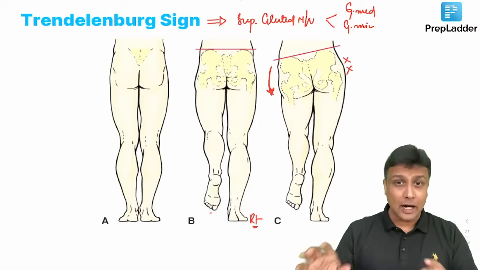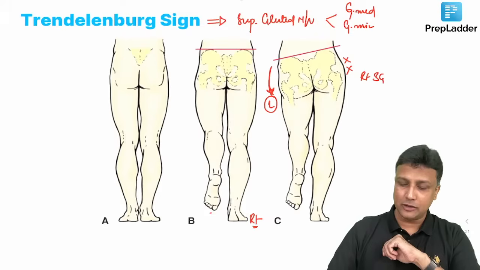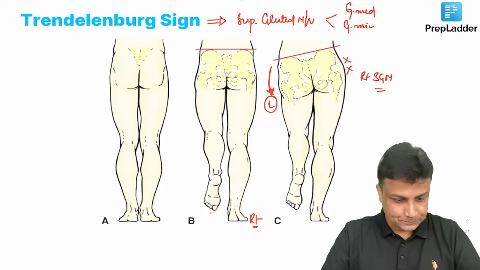So according to this diagram, I'm telling you, if the hip is dropping on the left side there, remember the right superior gluteal nerve will be involved. Sir, the right superior gluteal nerve will be involved.